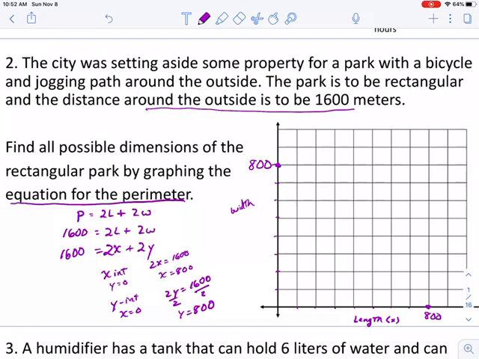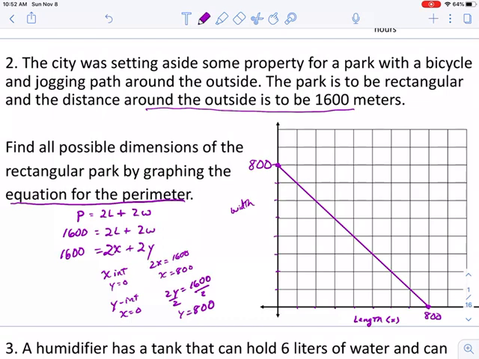And if this is a straight line graph, and we have those 2 points, 800 for the x-intercept and 800 for the y-intercept, we should be able to draw that line from the x-intercept to the y-intercept. See if I can get a straight line there. Yep. And that will be our line.